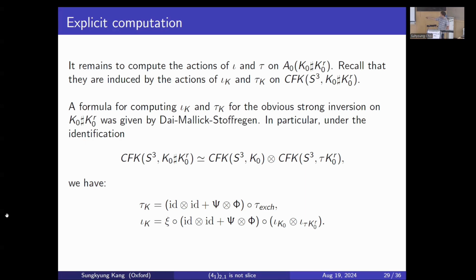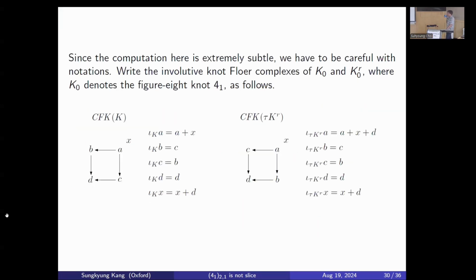This swapping symmetry, which exchanges this and this, also has an error term, phi and psi, but they are formal partial derivatives of the CFK full differential with respect to formal variables U and V. So they can all be computed explicitly. So let's carry this out.